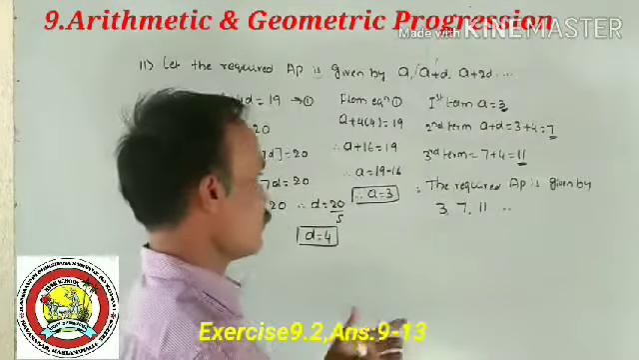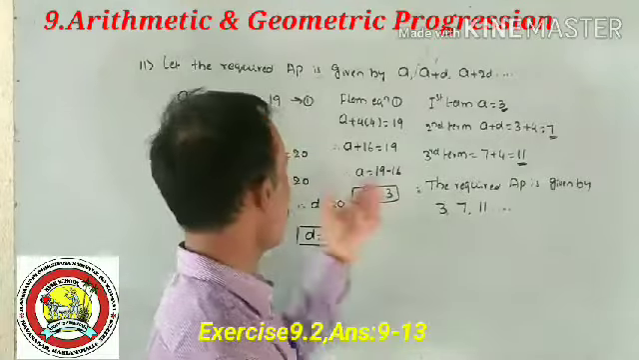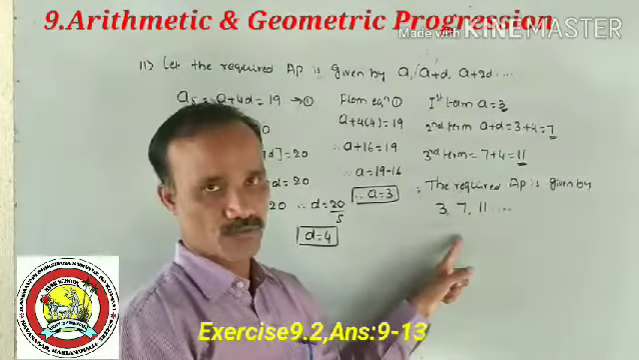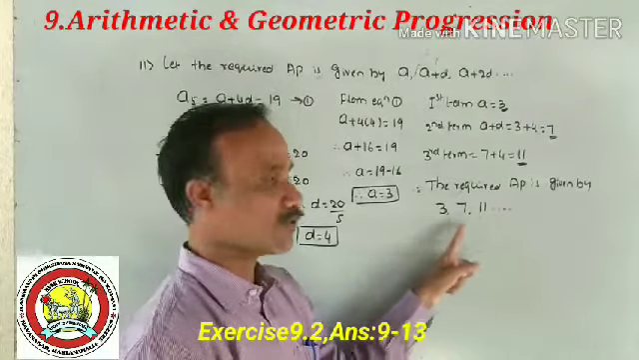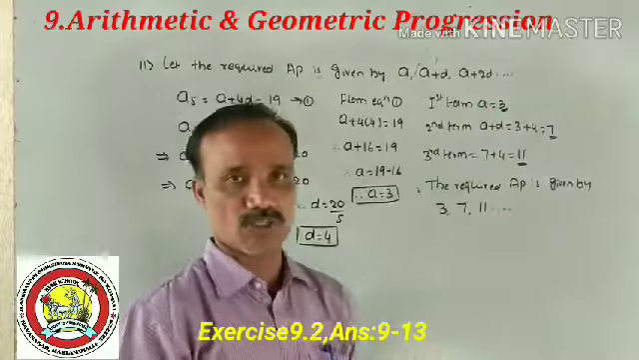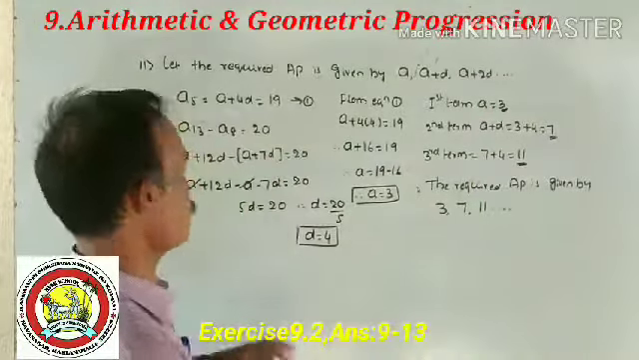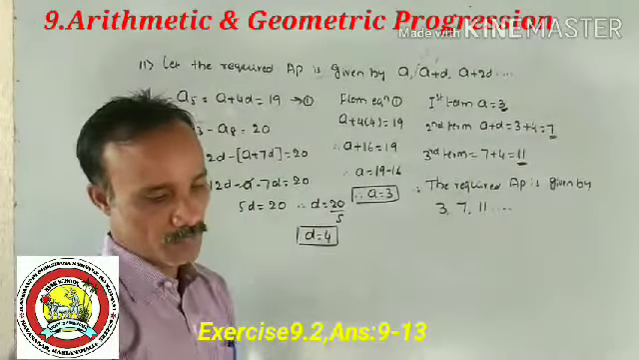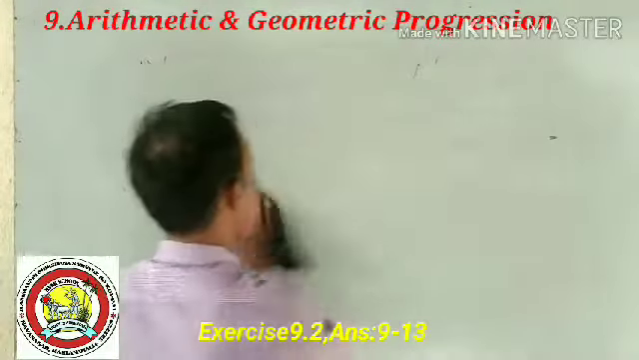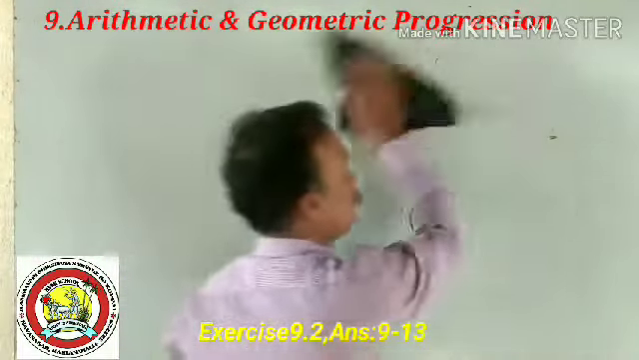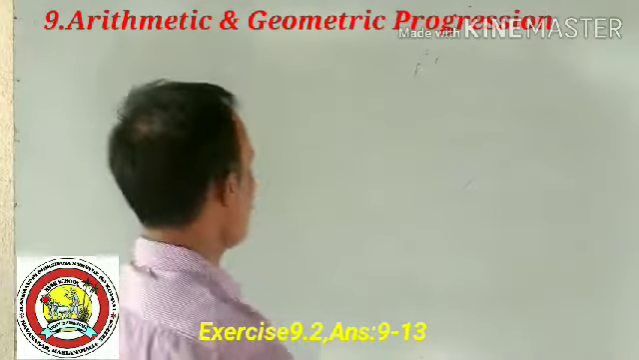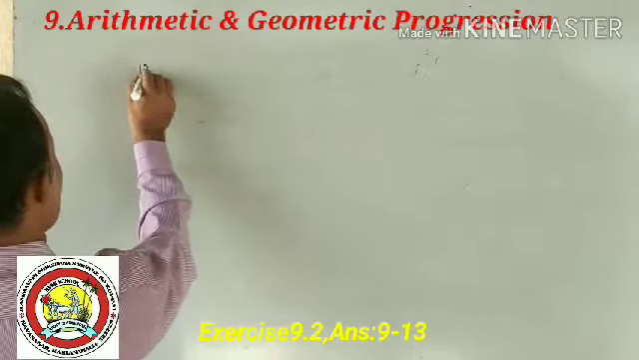If you have any doubt, just check whether you get the common difference constant or not. 7 minus 3, 4. 11 minus 7, 4. So these terms are in the form of an arithmetic progression. Yes, this is about question number 11. Yes, let's see question number 12. Determine the AP again. Yes, question number 12.